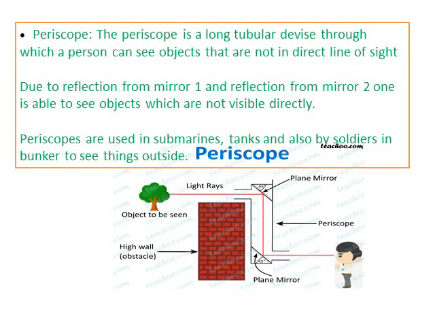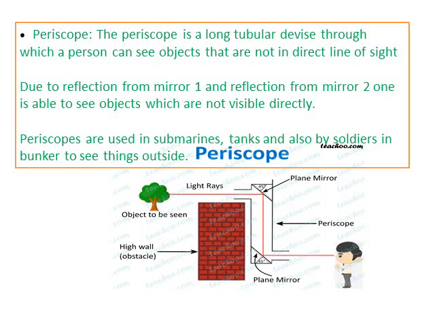A boy is below the platform. See, he is able to see the image of the tree which is above his sight with the help of the periscope. Due to reflection from mirror 1 and reflection from mirror 2, one is able to see objects which are not visible directly.